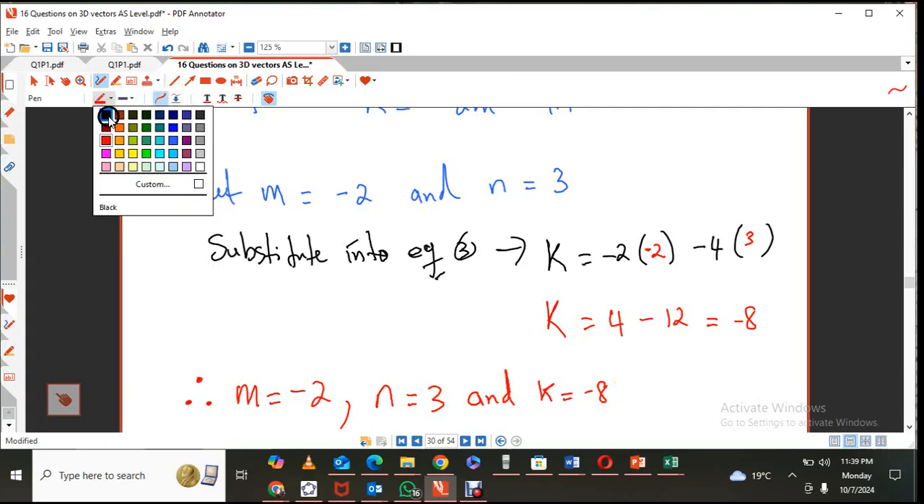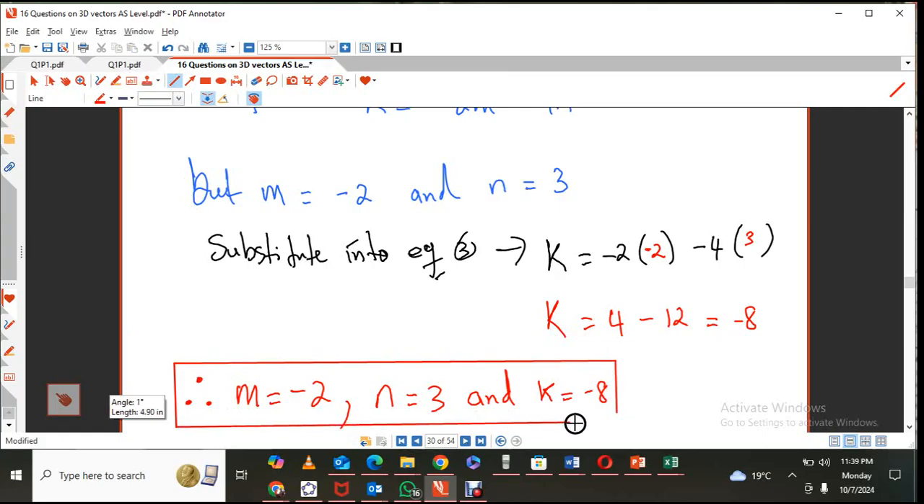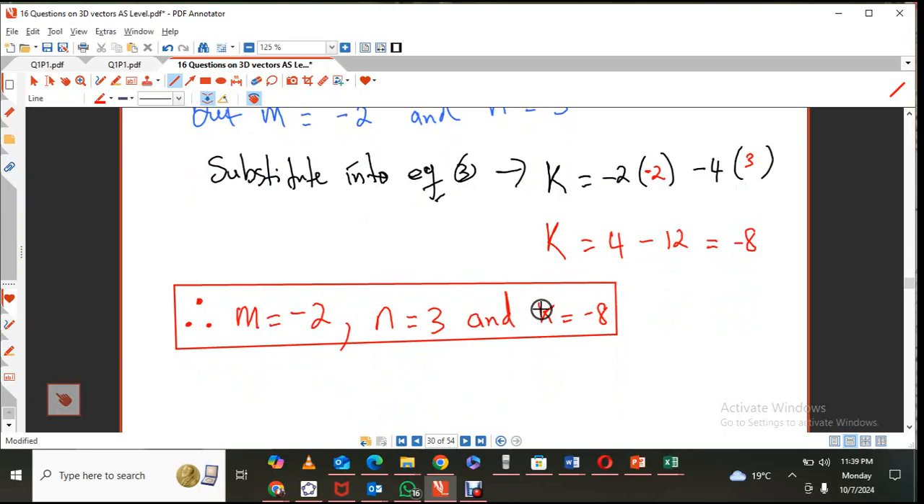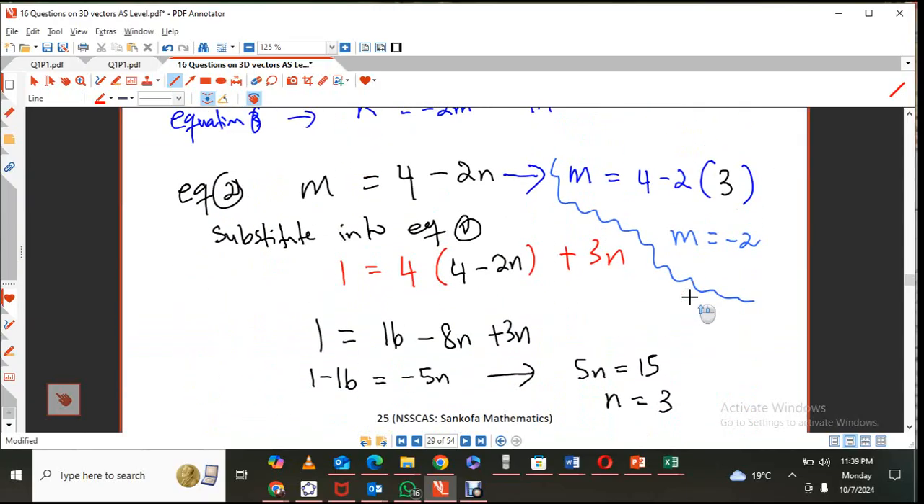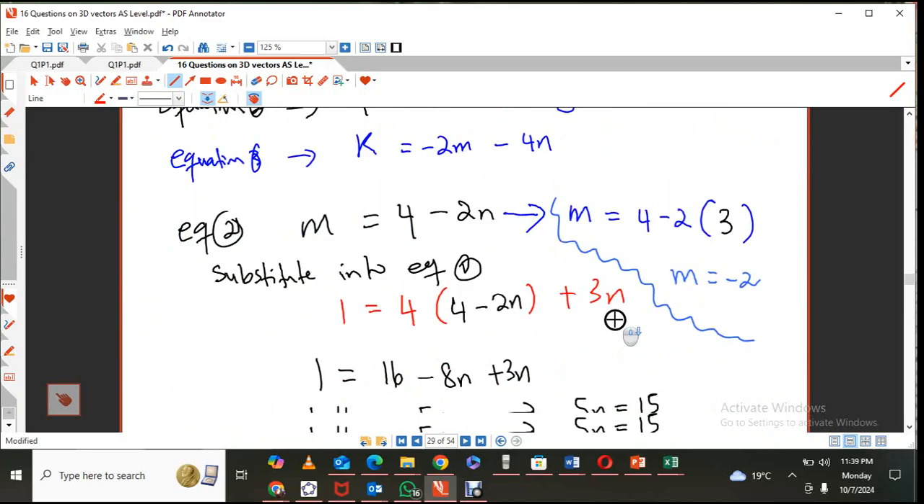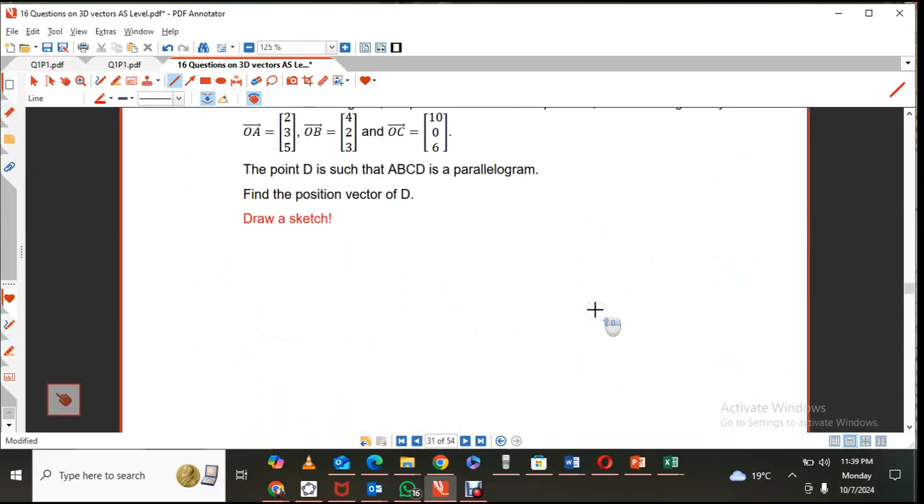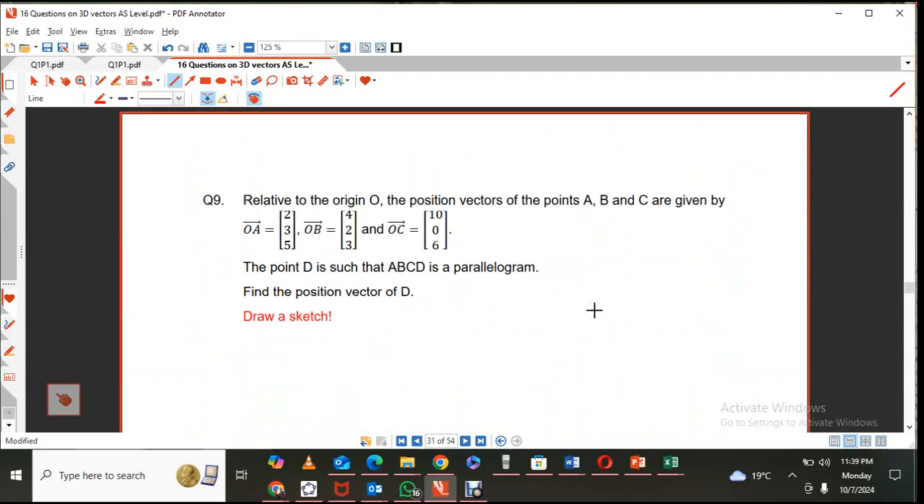These are the solutions the question is looking for. Okay, there we go. Very interesting problem. It looks complicated at first, but you'll later see it is not that complicated. All right, question number 9.